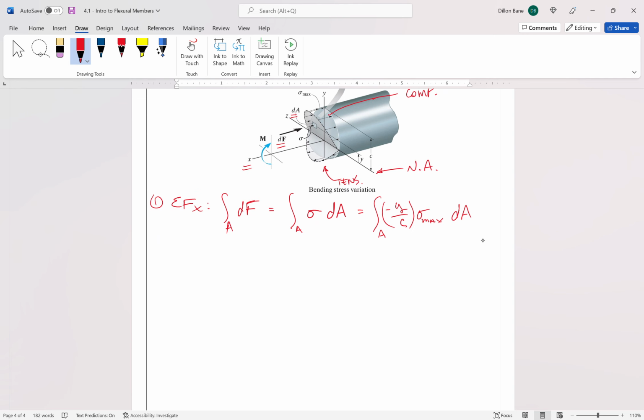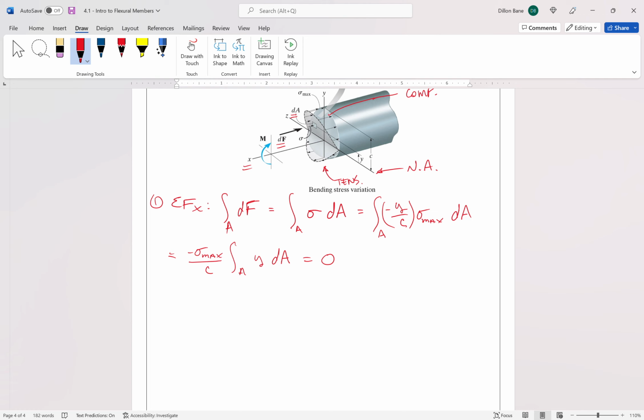What this tells us is that sigma max is a constant and c is a constant. Y is the only variable. So let's pull the constants out of the integral and see what we're left with. We get negative sigma max over c times the integral over the area of y dA. Since we're summing forces in the x direction, this must be in equilibrium, so we can set this equal to 0.